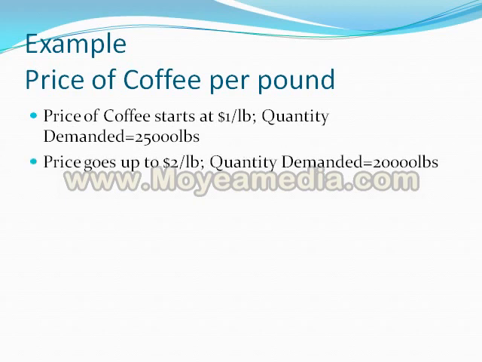Now, let's say it goes up to $2 a pound. Your quantity demanded is going to drop. As we talked about earlier, price goes up, quantity demanded goes down. So at $2 a pound, your quantity demanded by consumers is 20,000 pounds. So it's dropped 5,000 pounds. Let's say coffee increases to $3 a pound. Again, your quantity demanded is going to go down to 16,000 pounds. Now, it only dropped 4,000 pounds that time. That's just me throwing a number out there. Those are not actual numbers. We're just using this as an example, so bear with me.